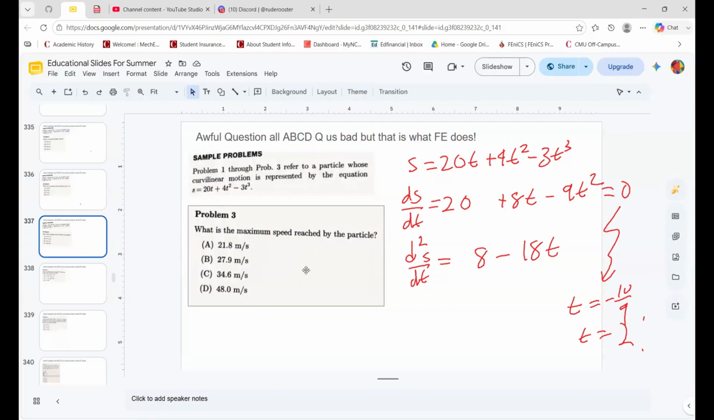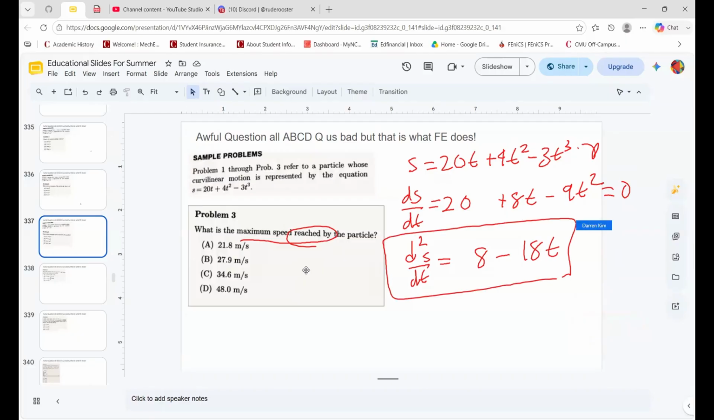Yeah, I think I'm right. Oh wait, I'm looking for the max over here. Why am I doing that? This is asking for the maximum speed reached by the particle. So for this derivative, you just do 8 minus 18t equals 0. That means 18t equals 8, so t equals 8 over 18. So this question becomes division: 8 over 18, and that is about 0.44 seconds.